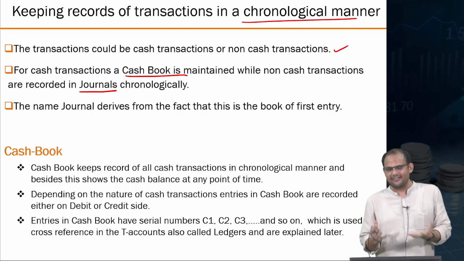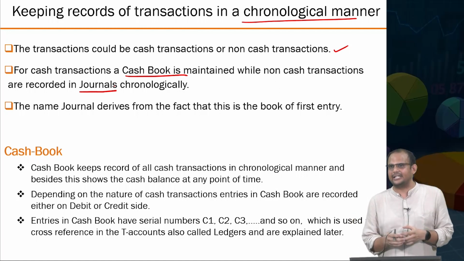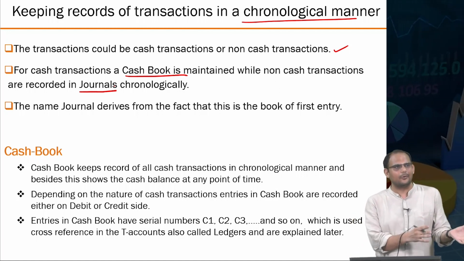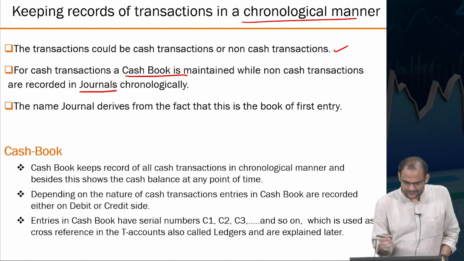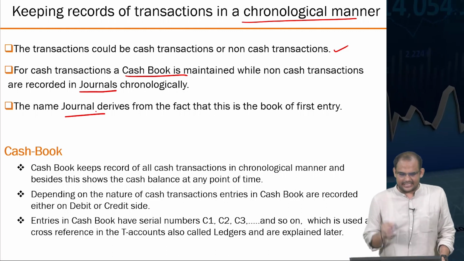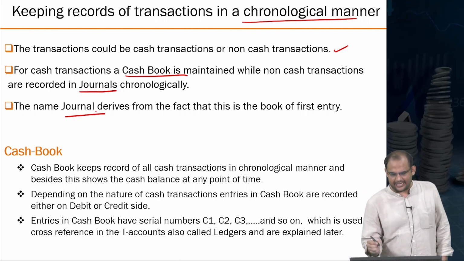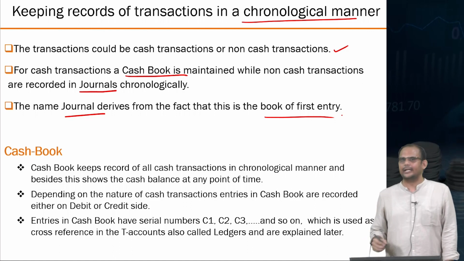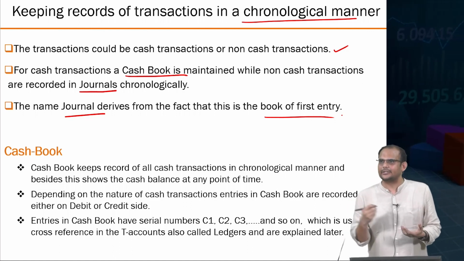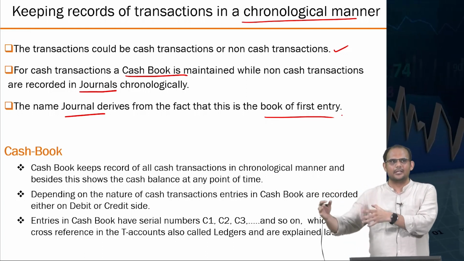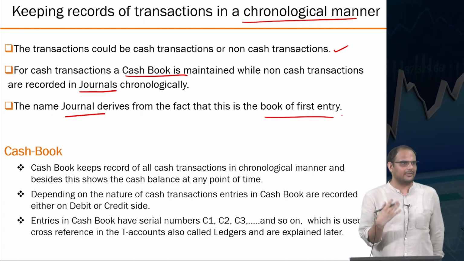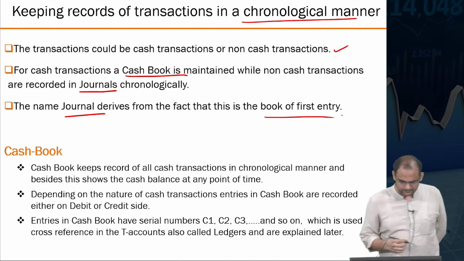But essentially, we have had these as part of our Indian culture also. This is not a foreign accounting principle. We have had these principles even in our ancient systems. The name journal derives from the fact that this is the book of first entry. So journals are typically your diary. A diary is something that you note down immediately, then you transfer it to more formal statements. So that's why the name diary or journal comes here, right?